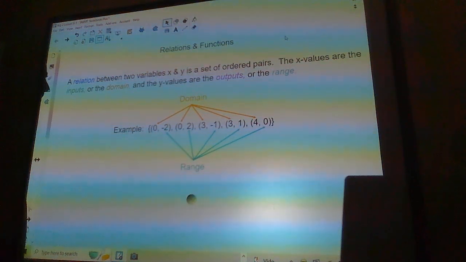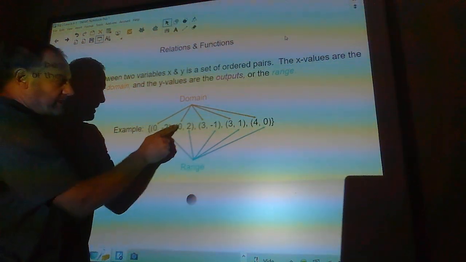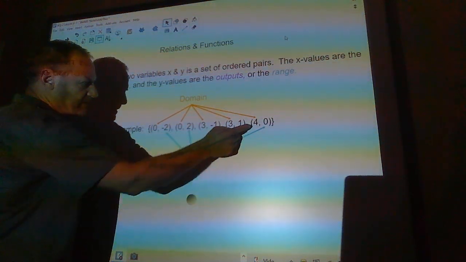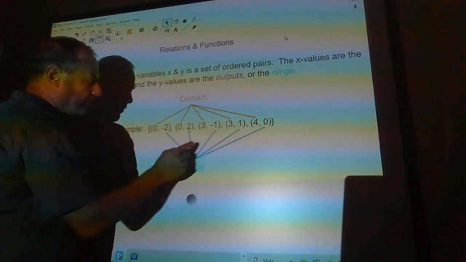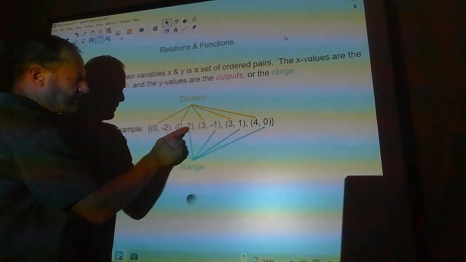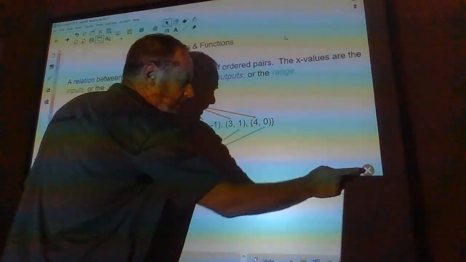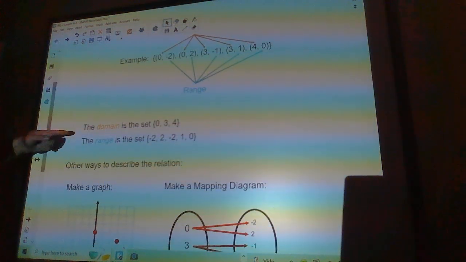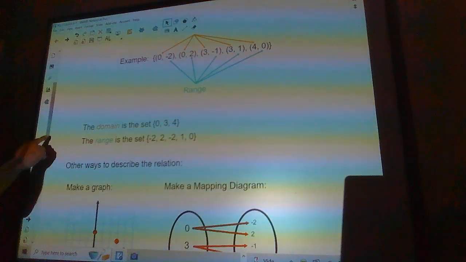So here we have a set of ordered pairs. The domain, here's the x values. Now there's 2 zeros and 2 3s and a 4. You don't need to repeat the zeros. So the domain would just be 0, 3, and 4. The range would be -2, 2, -1, 1, and 0. Okay. So that's what we have down here. The domain is the set 0, 3, 4. And here's the range.